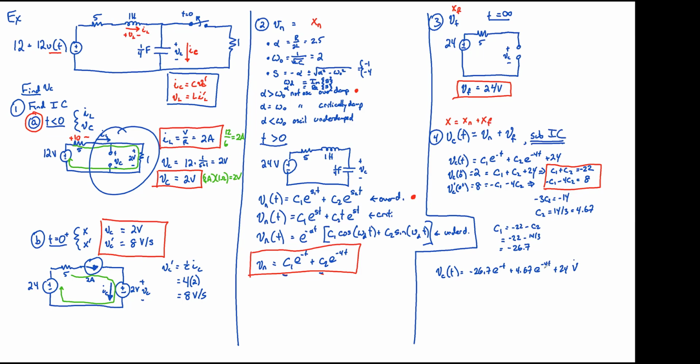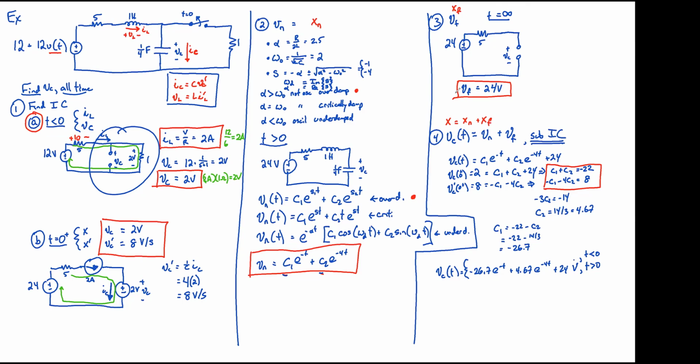And what if instead of asking to find what VC is, I asked to find it for all time? So what region is this correct for? Is this correct for time greater than 0? That's it. So what would it be for time less than 0? Wouldn't it just be 24? That's what it would be at infinity, which we figured out up in the upper right.